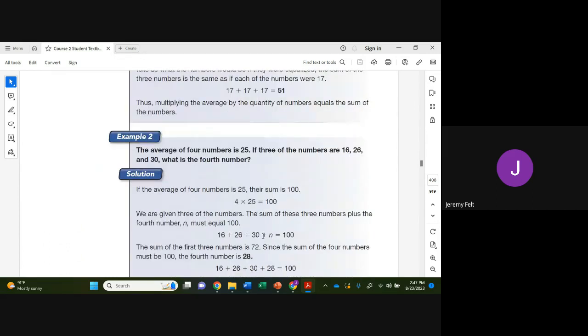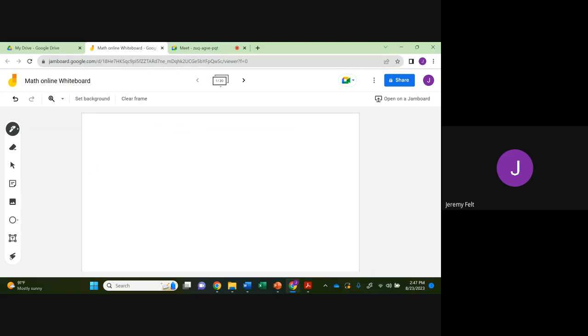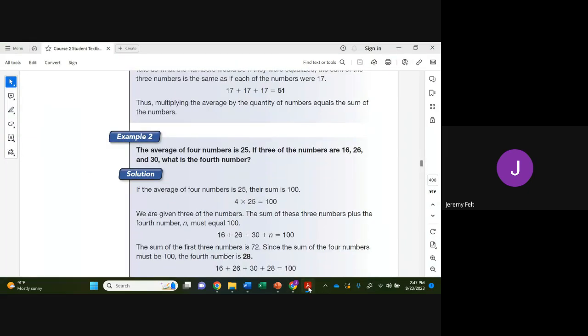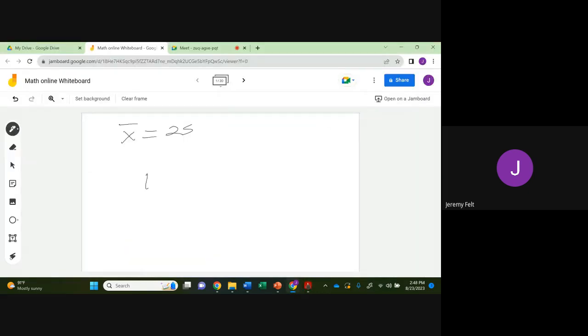The average of 4 numbers is 25. If 3 of the numbers are 16, 26, and 30, what is the 4th number? So we can set this up. We know the average is 25. 3 numbers were given: 16, 26, 30. Let's just use n for the number.